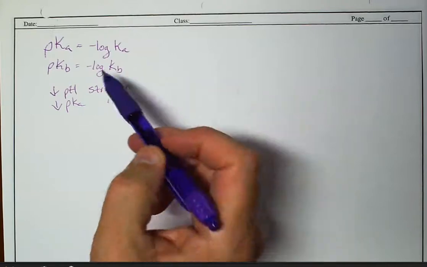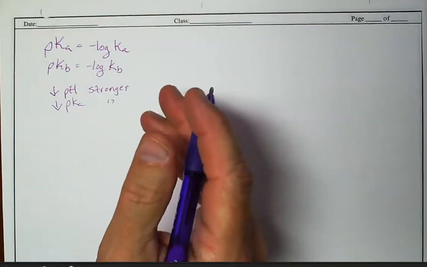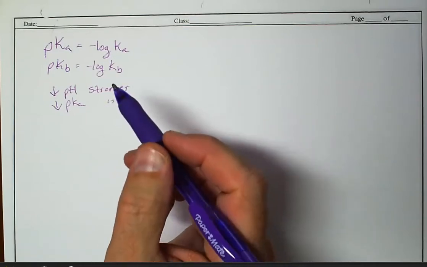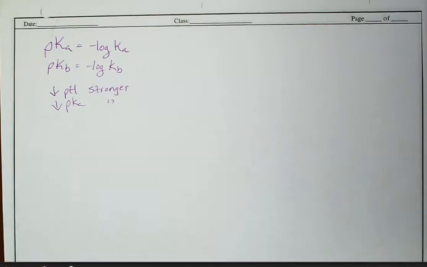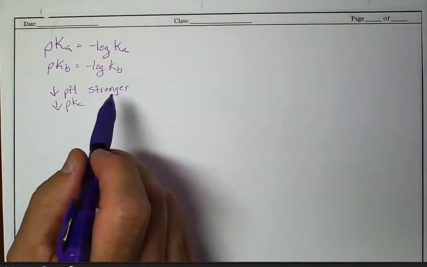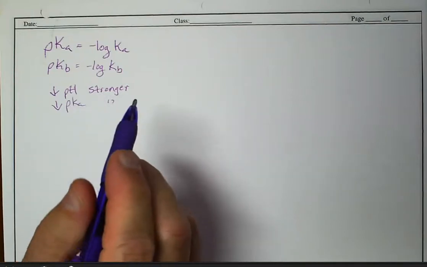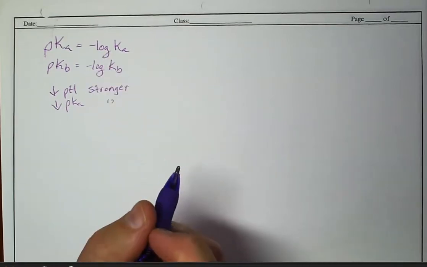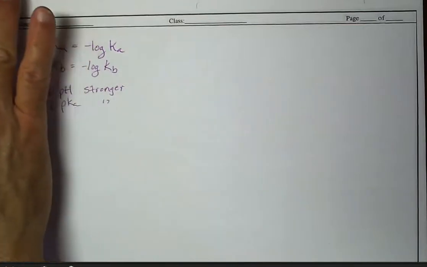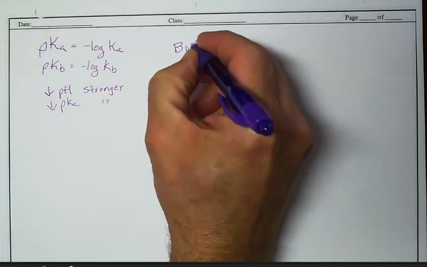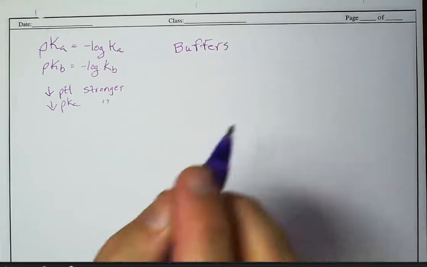So you can look up the pKa's of two acids and quickly, easily compare how strong they are. The one with the lower pKa number is the stronger acid, and your stronger acids tend to have pKa values that are negative. So they're very low. Stronger acids are going to have lower pKa's. All right, so that's how we do that, and we'll come back to that shortly and use it in something. Next thing I want to talk about is buffers.